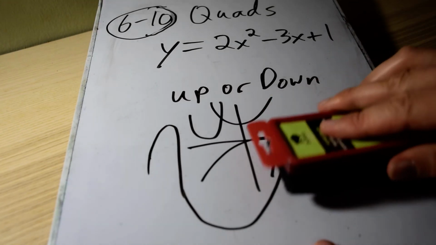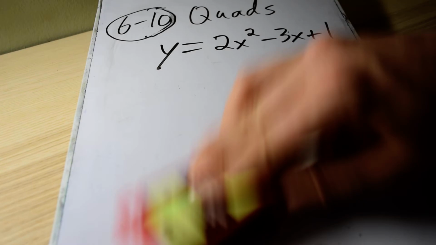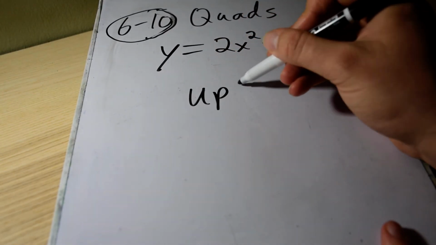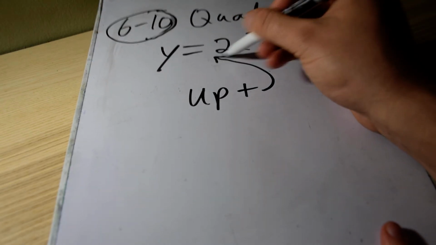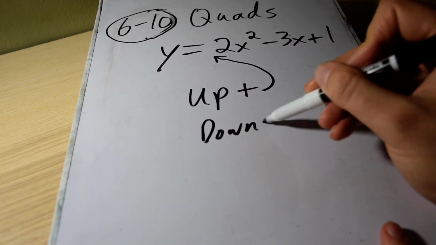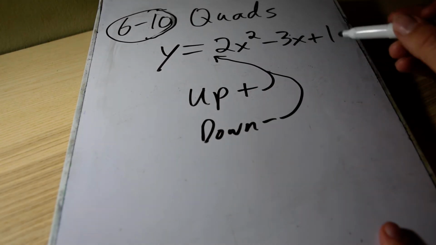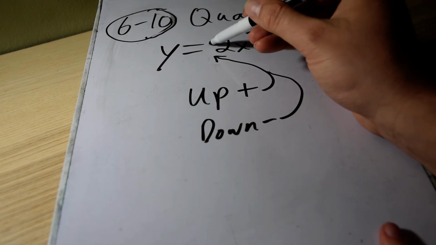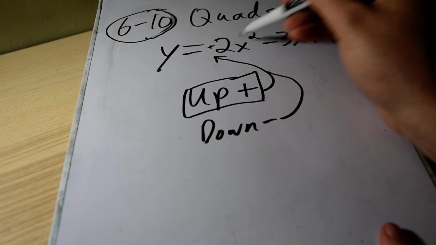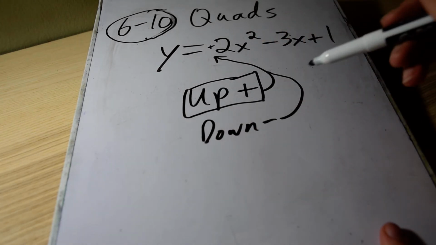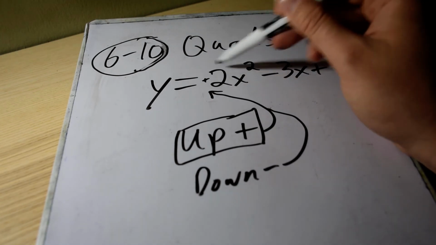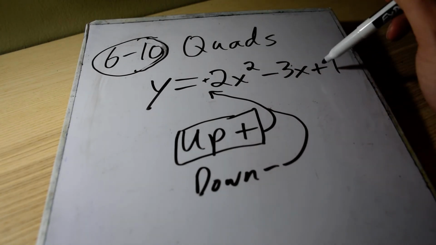So, is it going up or down? The way you tell is up has a plus sign out front of the a term, and down has a minus sign out in front. So there is an implied plus sign here, so we know that goes up. If this was minus 2x squared, then it would go down. So you always look to this first term. This is the a x squared plus bx plus c.